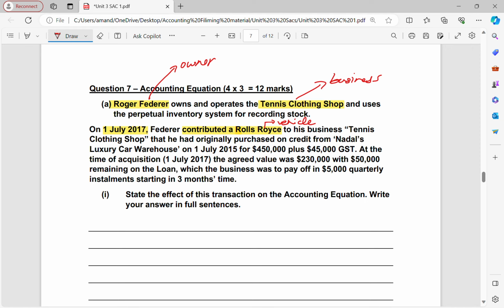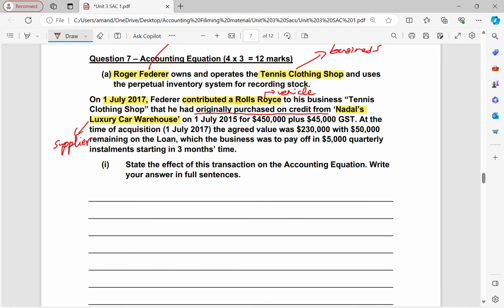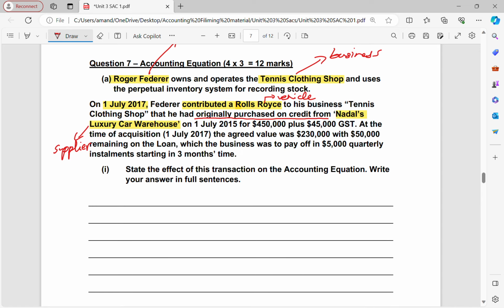His business, tennis clothing shop, originally purchased on credit from Nadal's luxury car warehouse, right? And that, my friends, is our supplier. The agreed value was $230,000. 1st July 2015.